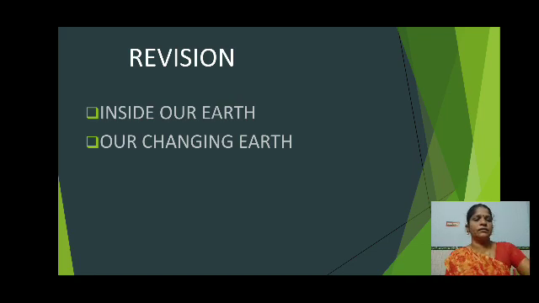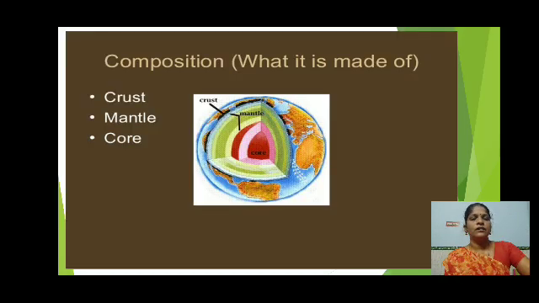Inside Our Earth. What is present inside our earth? Can you imagine what is inside our earth? What is it made up of? Yes, our earth is divided into 3 important layers like onions. Onions have so many different layers, and our earth also has different layers. The 3 important layers are crust, mantle and core.